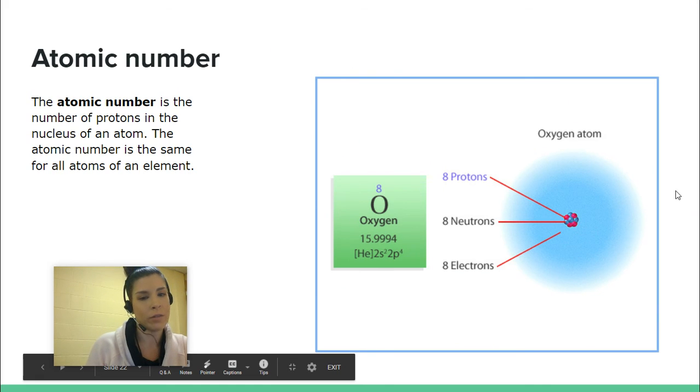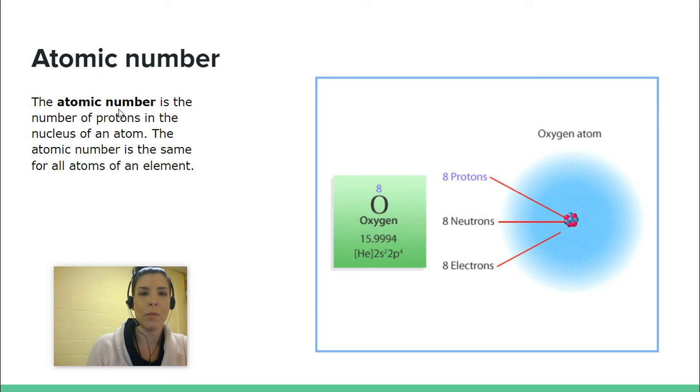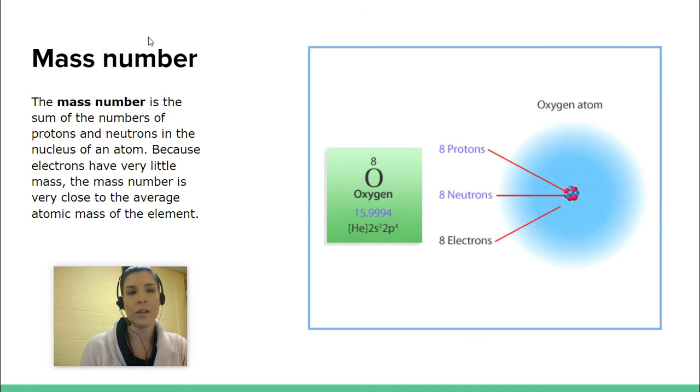Here we have the atomic number. So the atomic number is the number of protons in the nucleus of the atom. The atomic number is the same for all atoms of an element. Mass number. The mass number is the sum of the numbers of protons and neutrons in the nucleus of an atom. Because electrons have very little mass, the mass number is very close to the average atomic mass of the element.